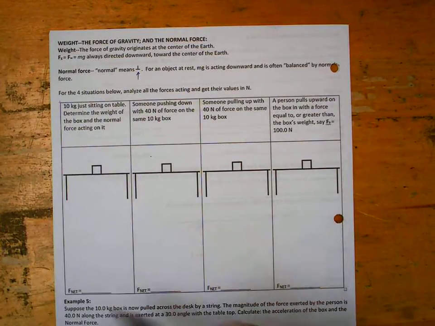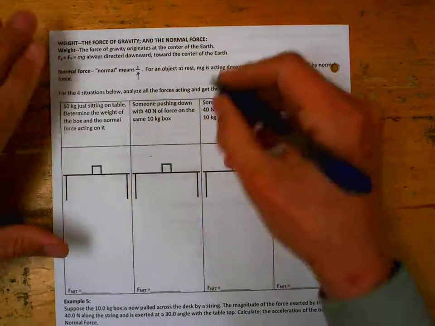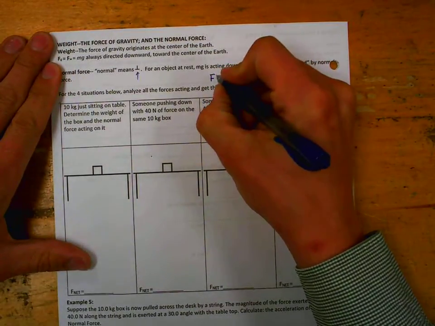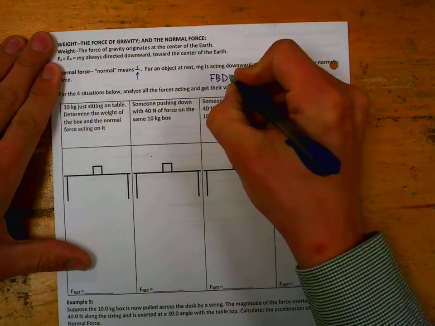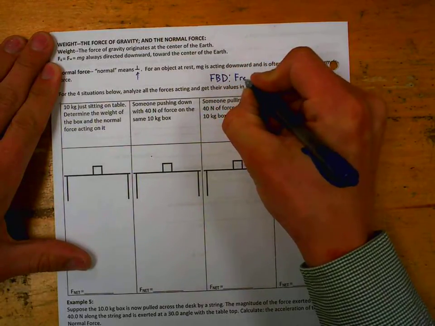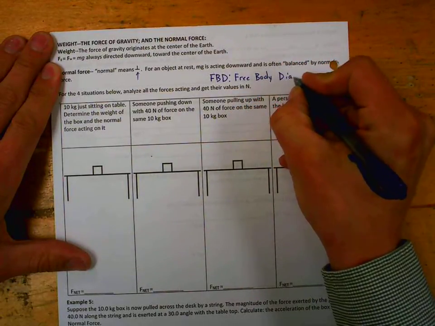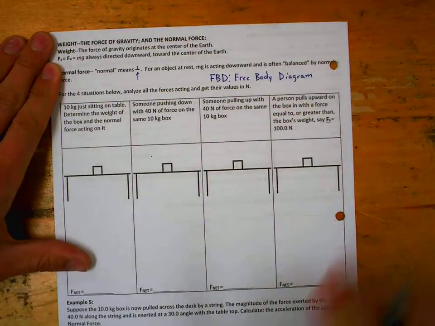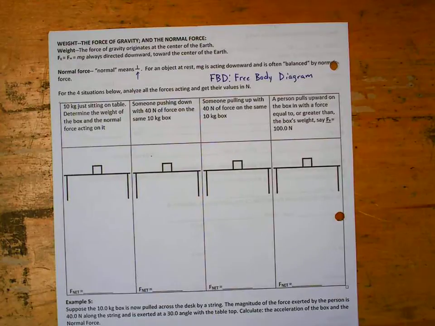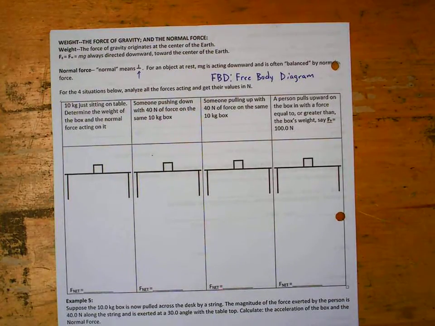All right, so today we're going to learn how to do an FBD. Okay, and these are very important. So, FBD. Probably one of the most important things in introductory physics is how to do a free body diagram. Basically, with a free body diagram, you take the object that you care about in the problem and you draw all the forces on it. You draw all the force vectors.